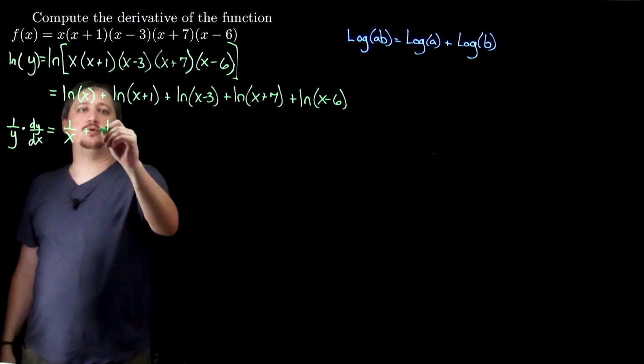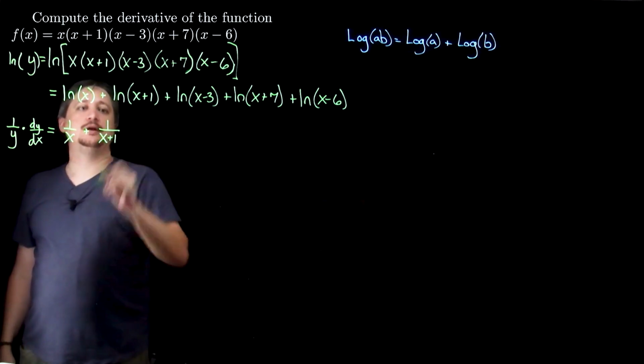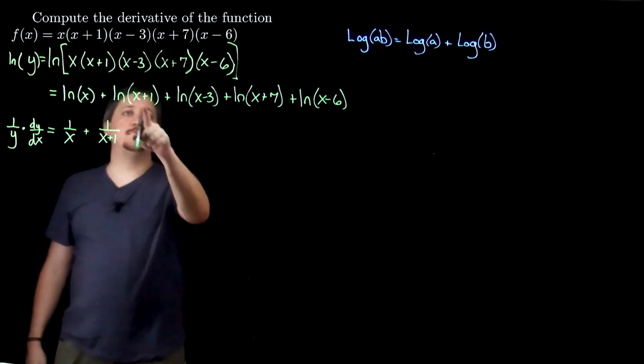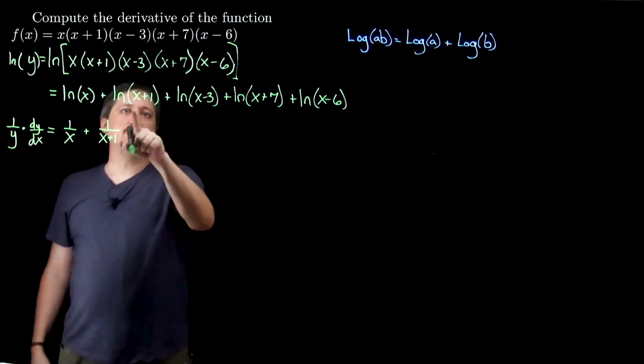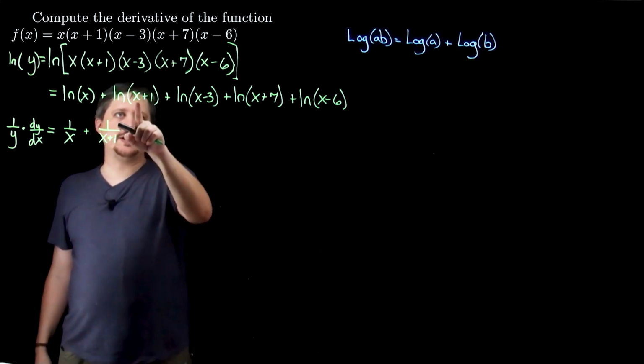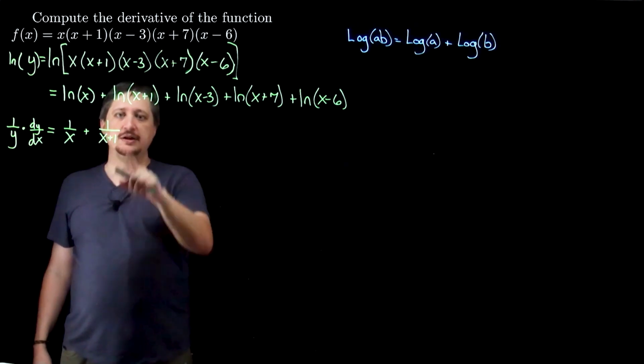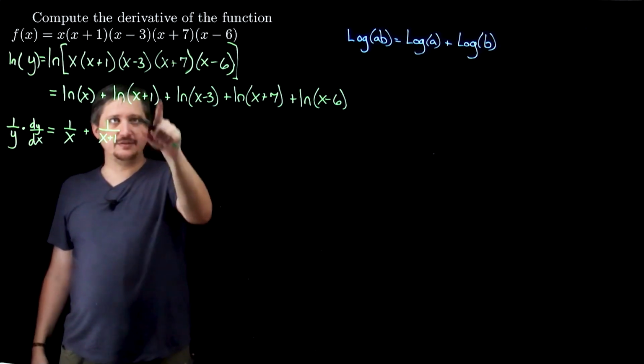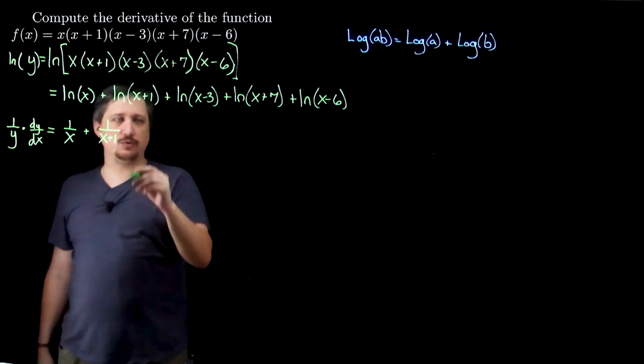Here, I'm going to get 1 over x plus 1. And then by the chain rule, I'm going to multiply by the derivative of x plus 1. But the derivative of x plus 1 is 1, so I don't have to worry about that, right? Because the derivative of x is 1, derivative of 1 is 0. So there is a chain rule happening, but it doesn't do anything. So I'm going to not worry about it.